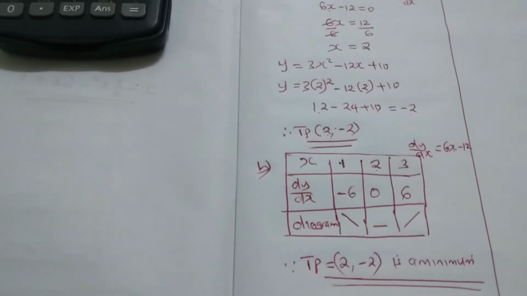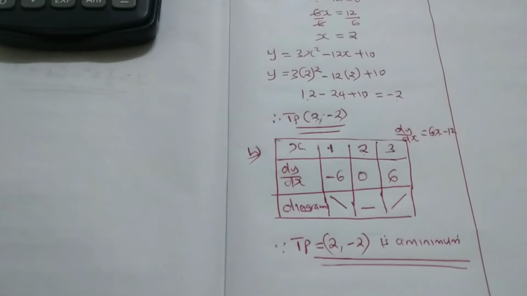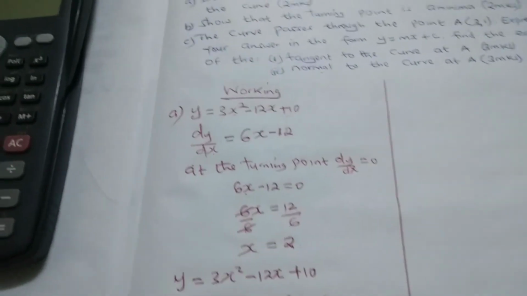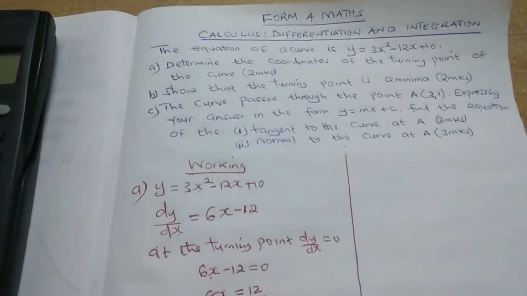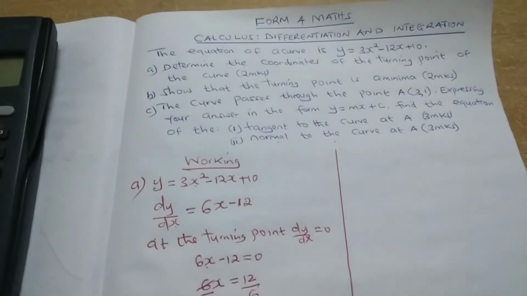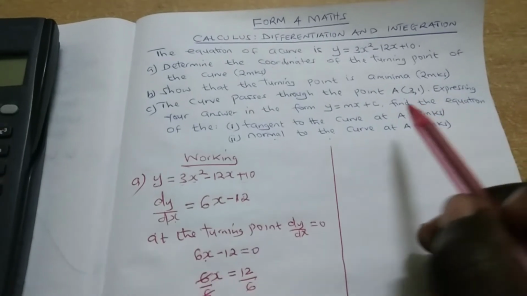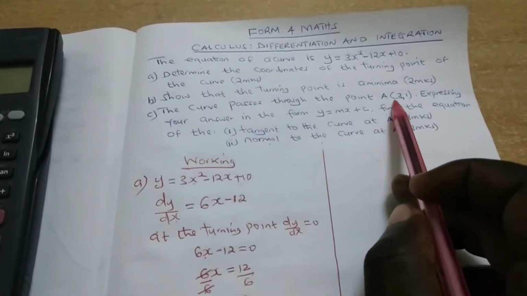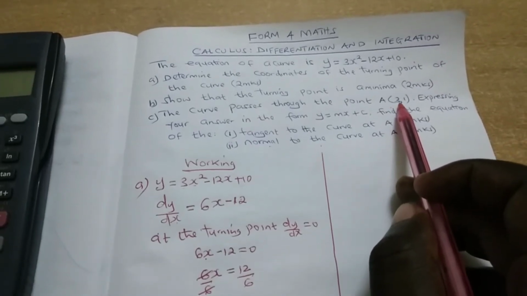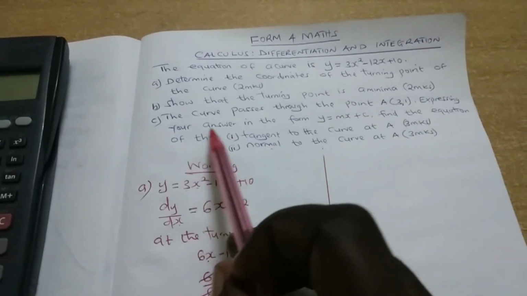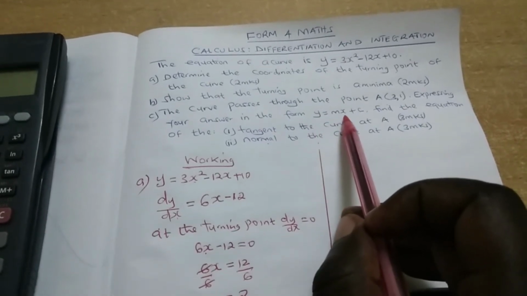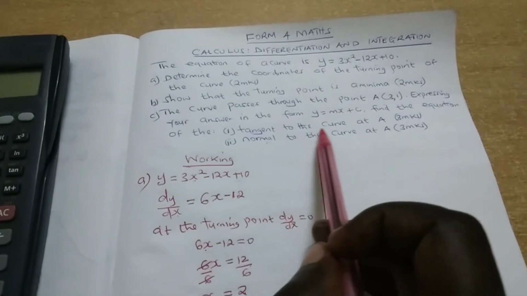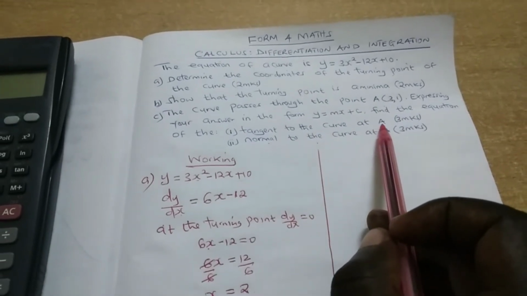And by so doing, you have done that particular question very well. Now, going to part C. Part C is reading, the curve passes through the point A, which has coordinates 3, 1. Expressing your answer in the form y is equals to mx plus c, find the equation of the tangent to the curve at this particular point here.